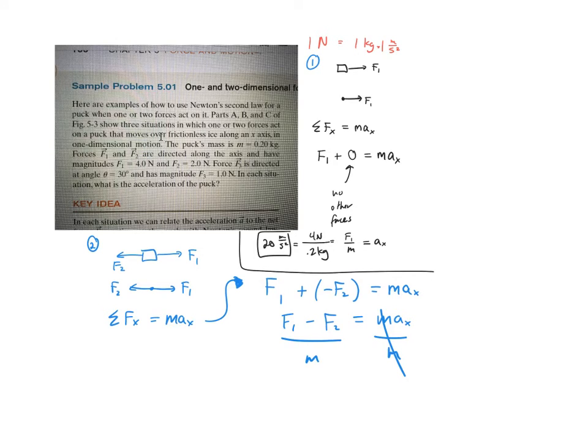F1 is given as 4, F2 is given as 2, all over 0.2, which will yield an answer for acceleration of 10 meters per second squared.